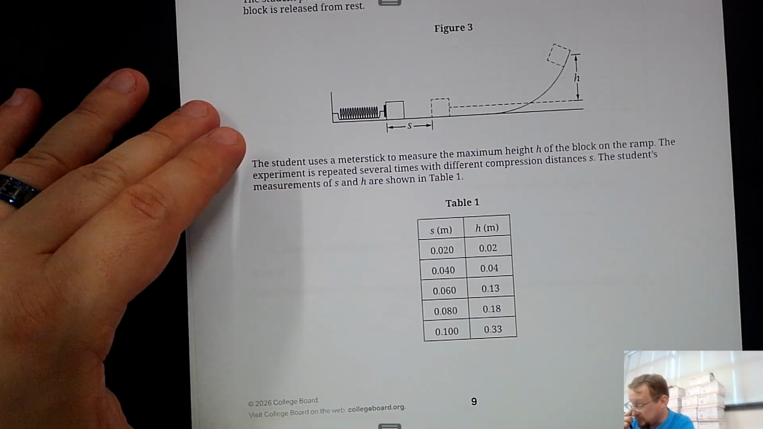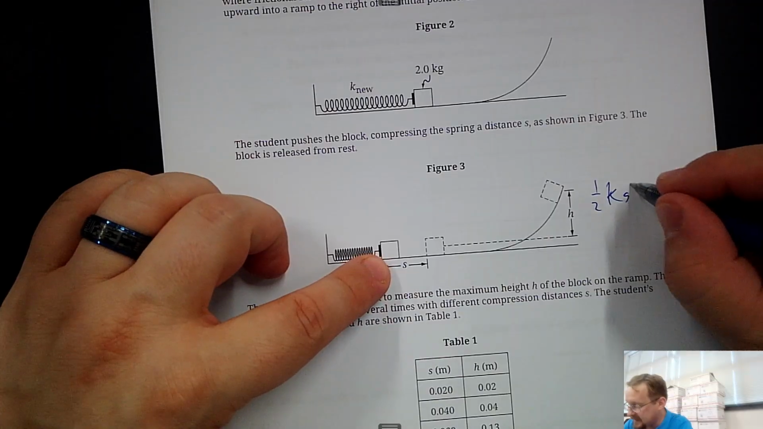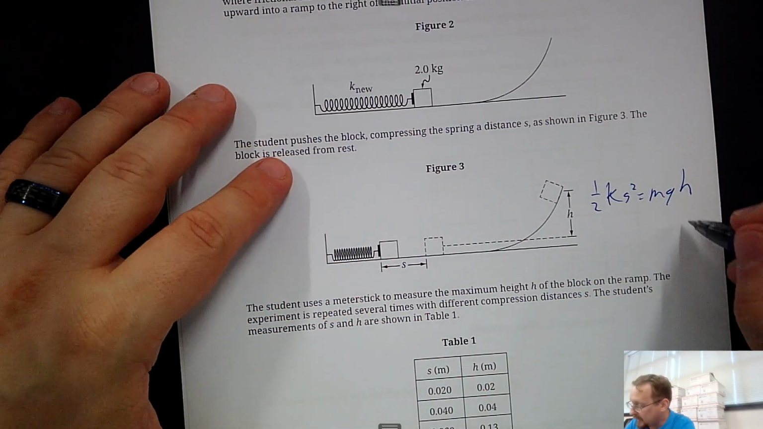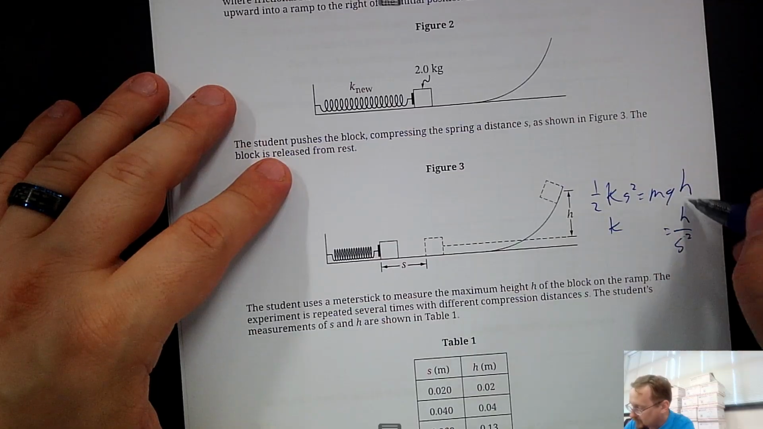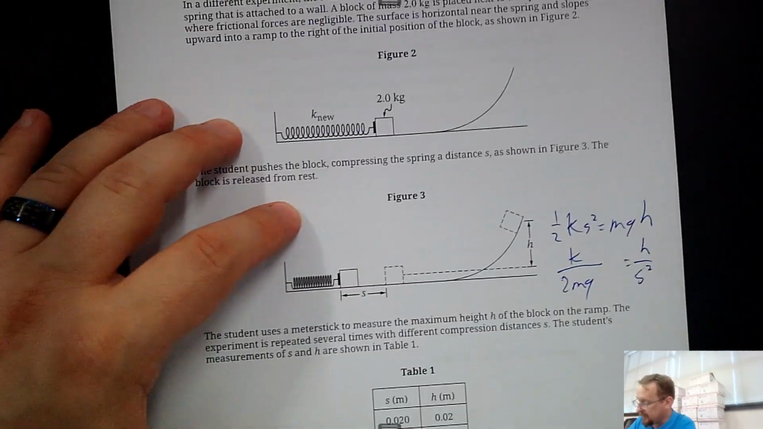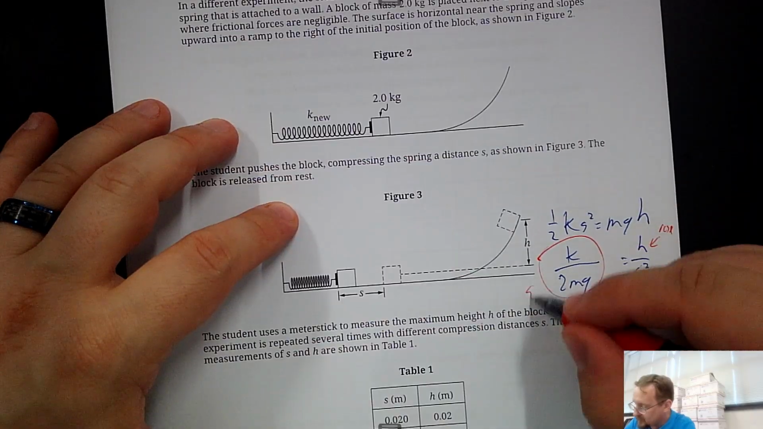So the story's going to go something like this. We're going to say that 1/2 k s squared becomes mgh. So then I'm going to say h over s squared is equal to k over 2mg. Okay, so here we go. This is going to be our rise, this is going to be our run, and this is going to be our slope.